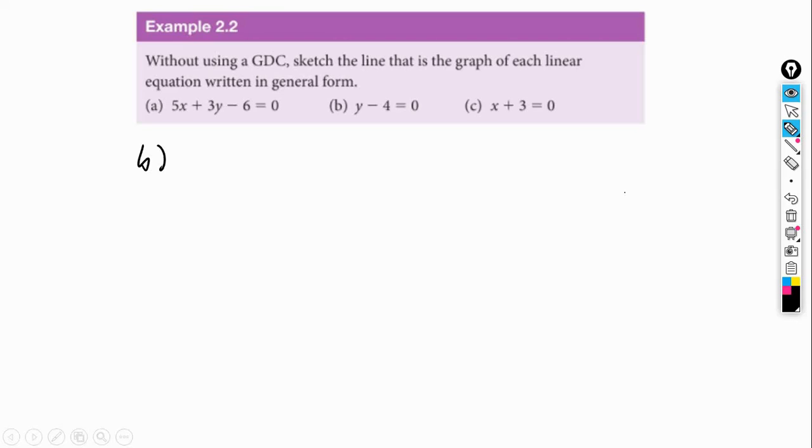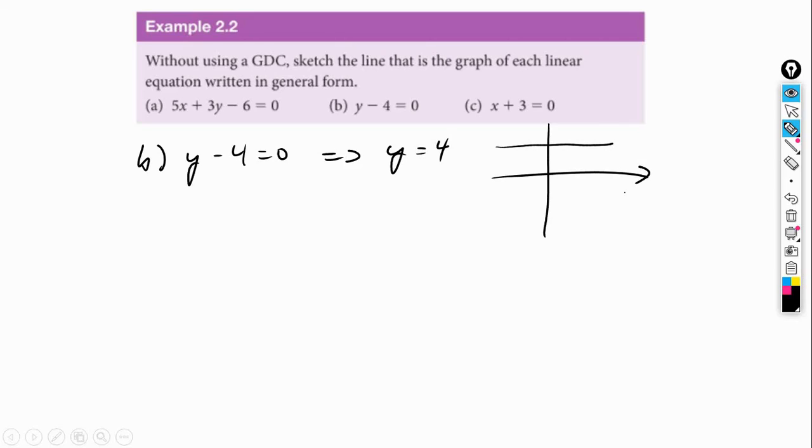For B, they have y minus 4 is equal to 0. So notice that we can simply rearrange this as y equals 4, and that's easy. This is just a horizontal line that goes through y equals 4. So let's say this is 4, and this would be the graph of y equals 4.